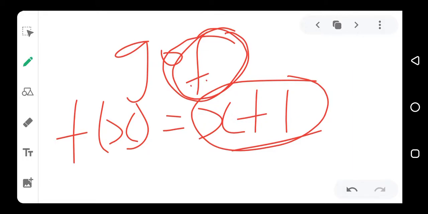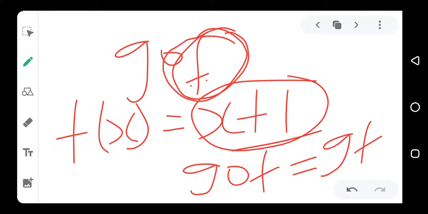Now please note that g o f is the same thing as g f. So whether they put o or not, it is the same thing. Writing g o f is the same thing as writing g f. So we are replacing this f by the expression for function f.